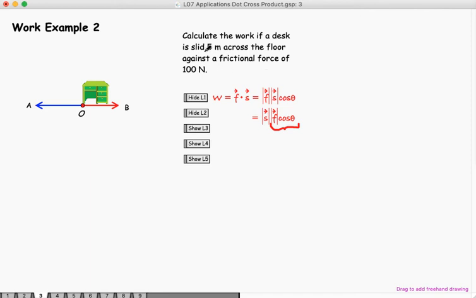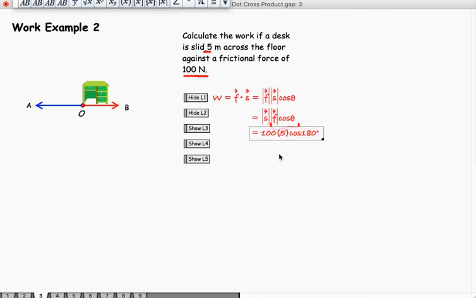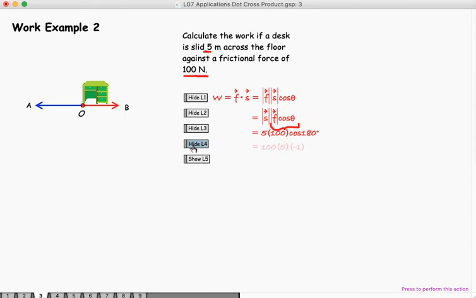So the distance we're moving is 5 meters, and the frictional force is 100. But now the angle between these two is going to be 180 because they're moving in opposite directions. So let's show you that. I've got these technically in the wrong order based on what I've written there, so let's change that to 5 times 100. And then 100 times the cos of 180 would be the component of the force in the direction of movement. Now, because cos of 180 is -1, I'm going to get 100 times 5 times -1, and that's going to be -500 joules.